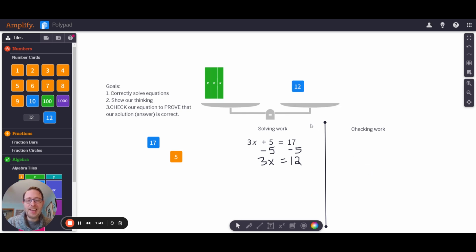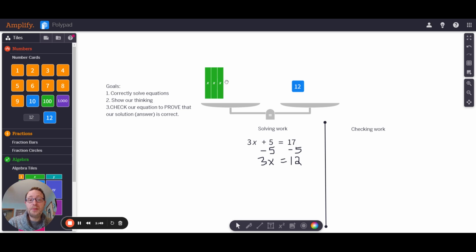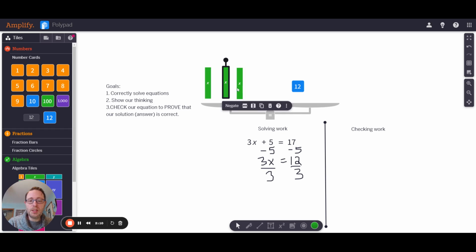And my balance scale is helping me make sure I didn't make a mistake. So it's still balanced. I'm still good. So I'm going to get rid of these. And now I have 3x's equals 12. I know to undo that multiplication, to split it up, I want to divide by 3. And I have to keep it balanced. I have to do that on both sides. So literally divide into 3 equal groups, 1x in each.